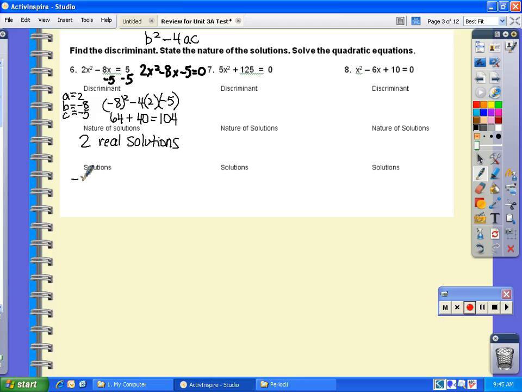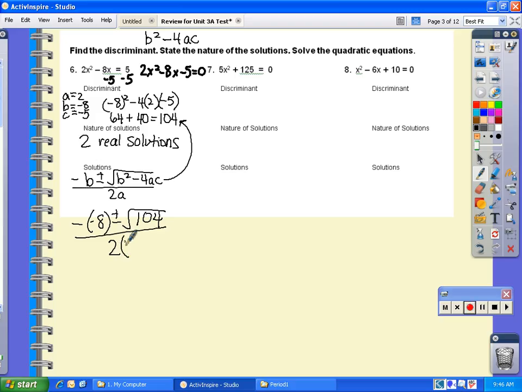So you are going to use negative b plus or minus the square root of b squared minus 4ac all over 2a. And if you know the little Pop Goes the Weasel song, you can kind of sing that in your head in order to evaluate this. So I'm going to take the value of b, which is negative 8, and take negative 8 plus or minus the square root. You've already evaluated b squared minus 4ac. Right here was 104. So I'm not going to redo all of that work. I'm just going to plug in the square root of 104 over 2 times a, which is 2.